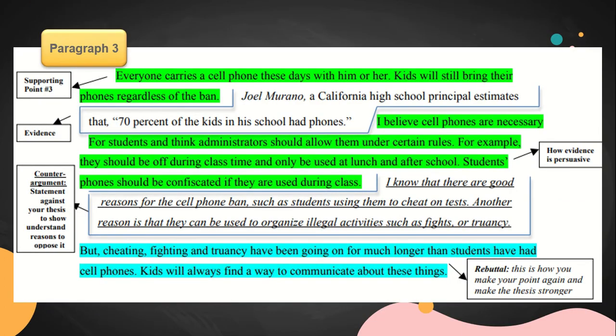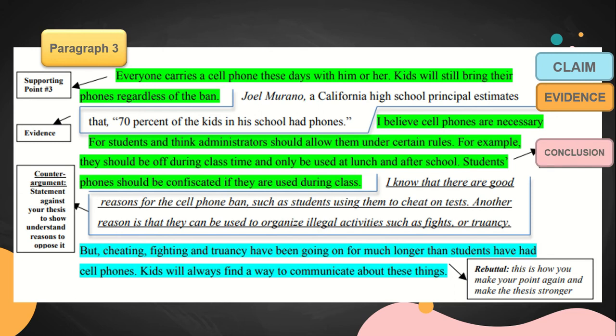The last paragraph is composed of a claim, evidence, a conclusion that summarizes your claim and evidence, and then the counterargument. This counterargument is a statement against your thesis to show you understand reasons to oppose it. And the last part of paragraph number 3 is the rebuttal. In this rebuttal, you are going to show how you make your point again and make the thesis stronger.